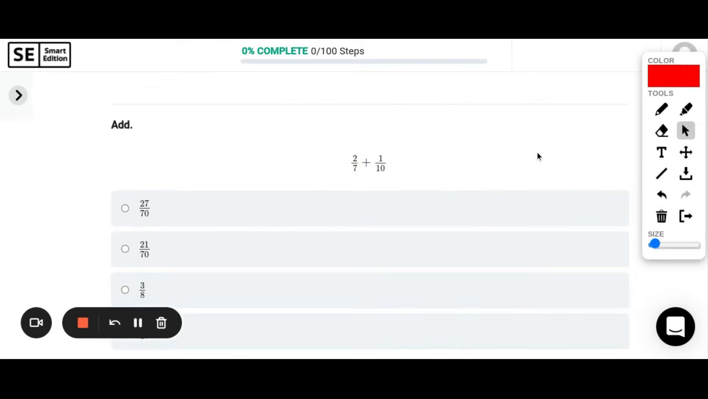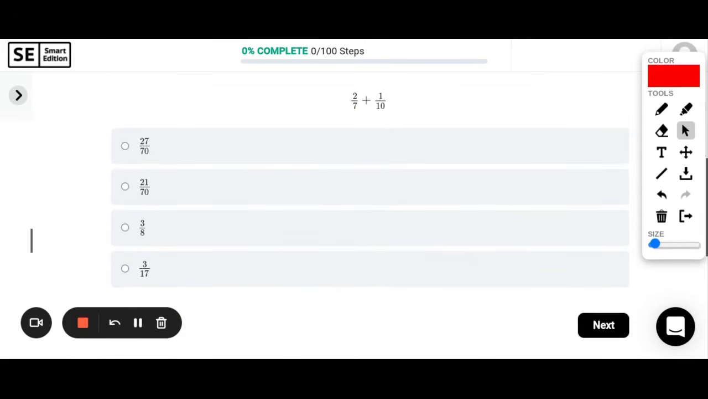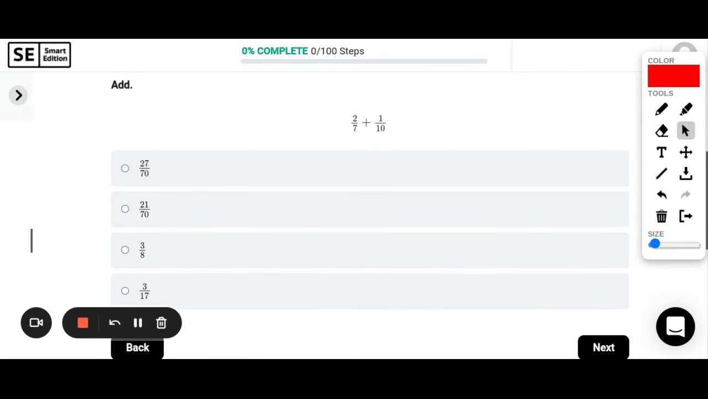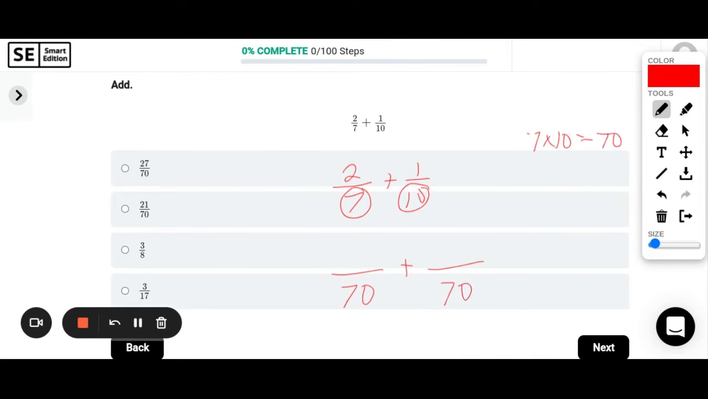Oops. Okay, next question. 2/7 plus 1/10. Okay, so when we are adding our fractions, we need to make sure we have a common denominator. So again, that trick we used earlier, 7 times 10 is 70. That is going to be the denominator we will use. So we're going to change both of these to have a denominator of 70.